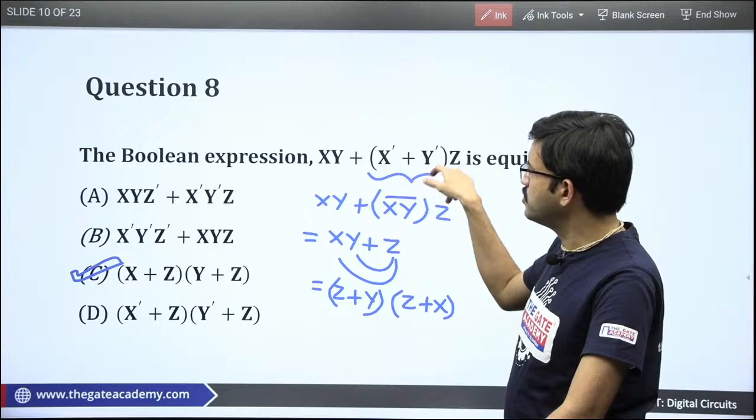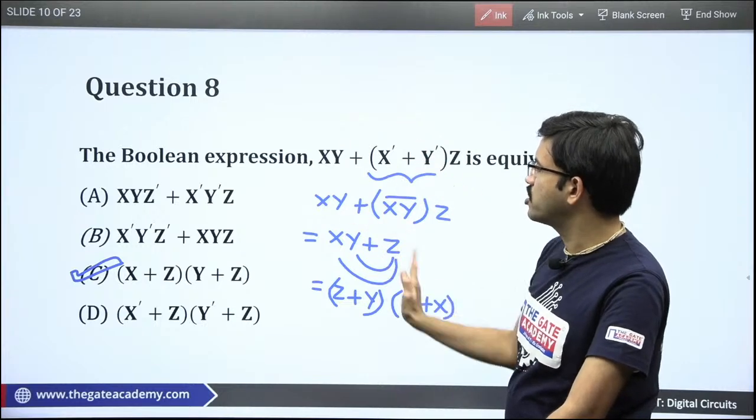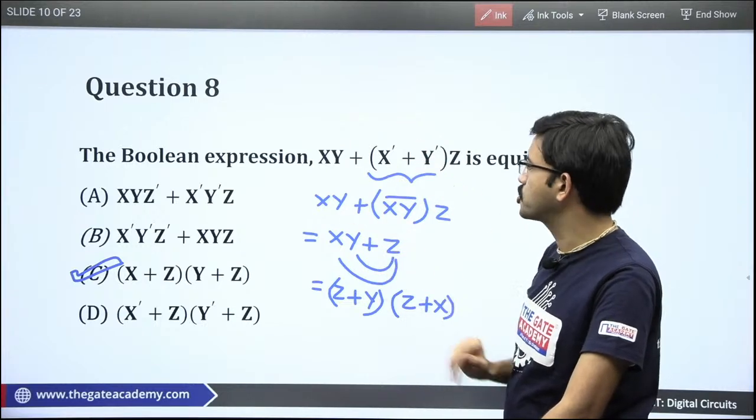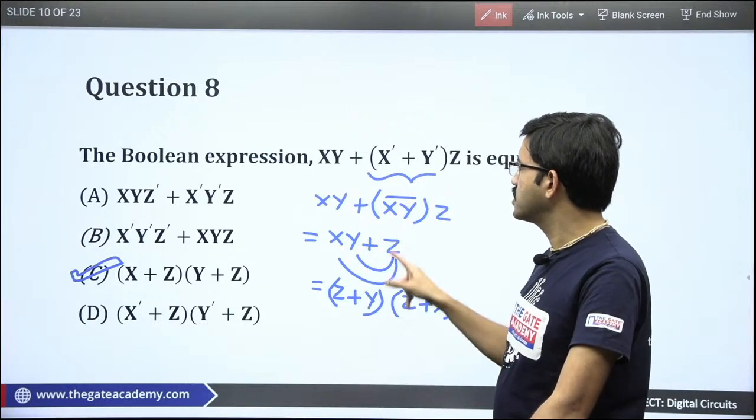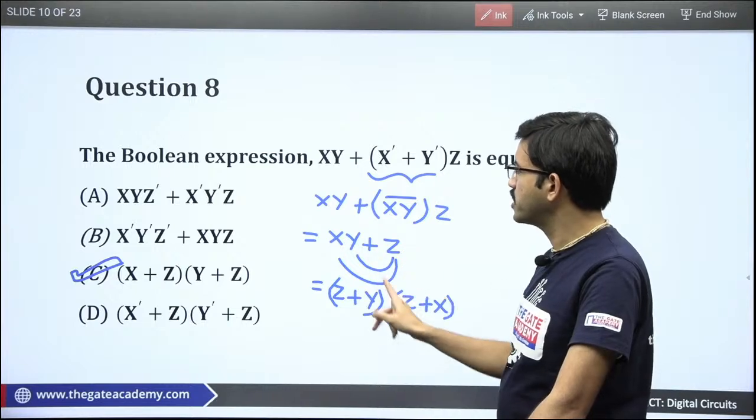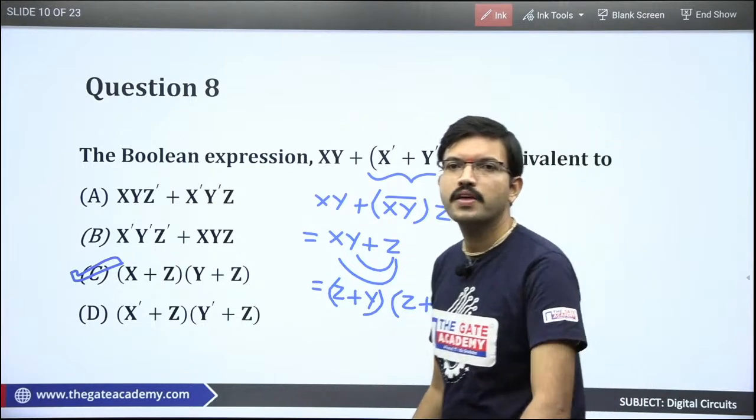Here I have applied De Morgan's law, after that I have applied the distributive law, that's all. And here once again I have applied distributive law. A plus A bar B is equal to A plus B. Similarly, z plus yx is equal to (z plus y) into (z plus x). Right?